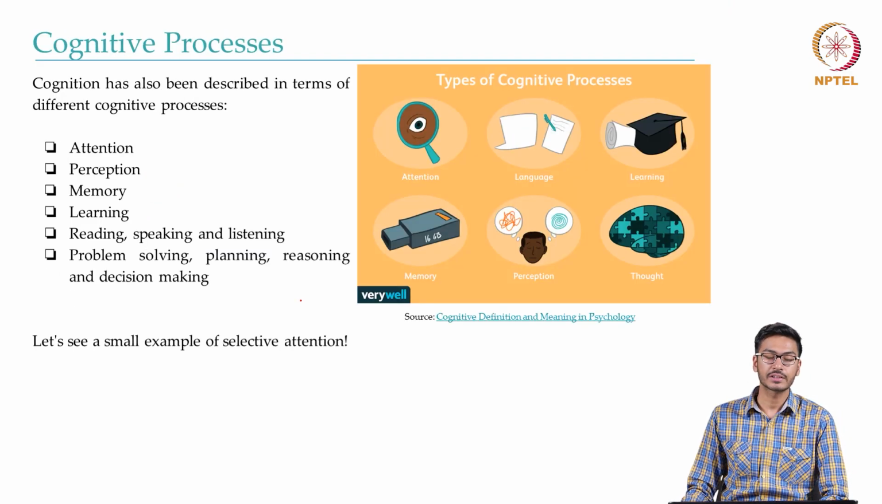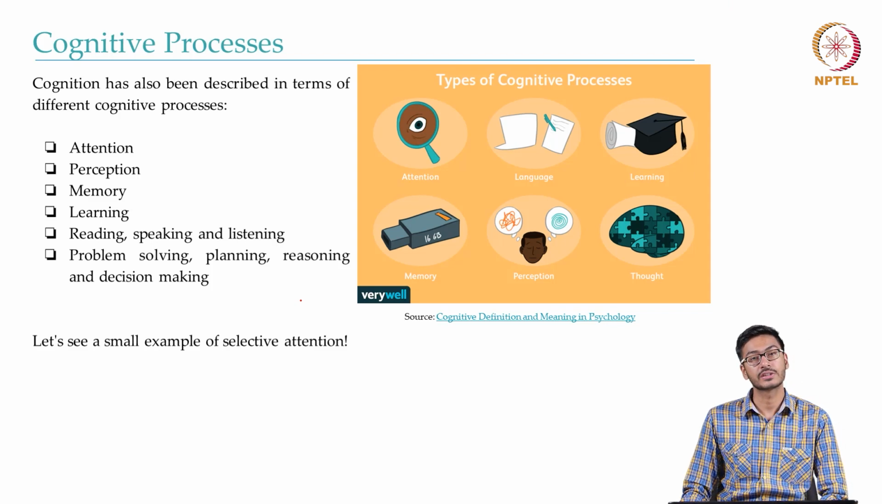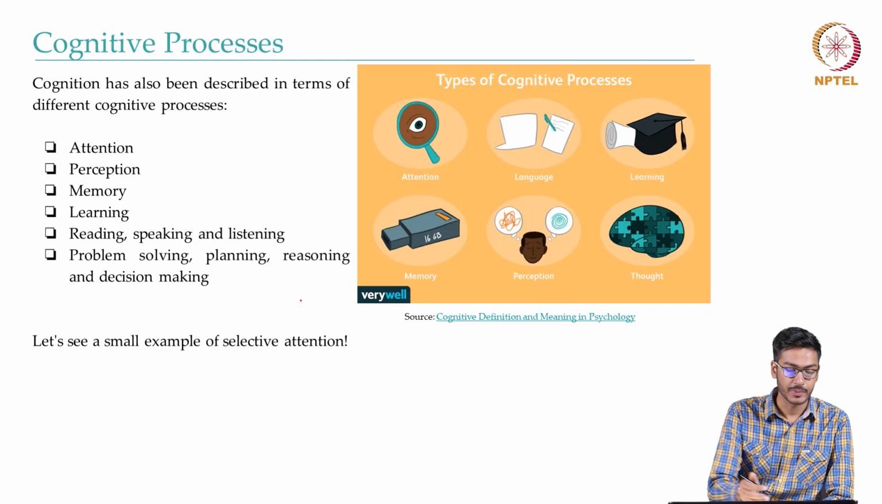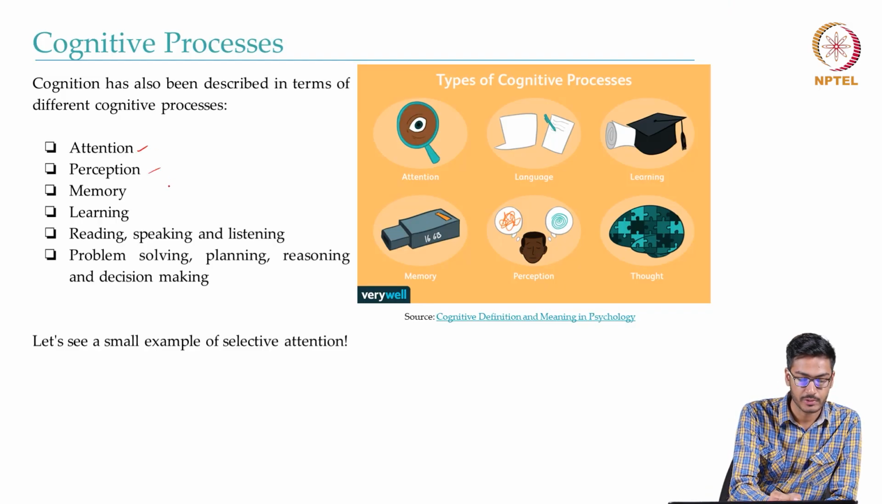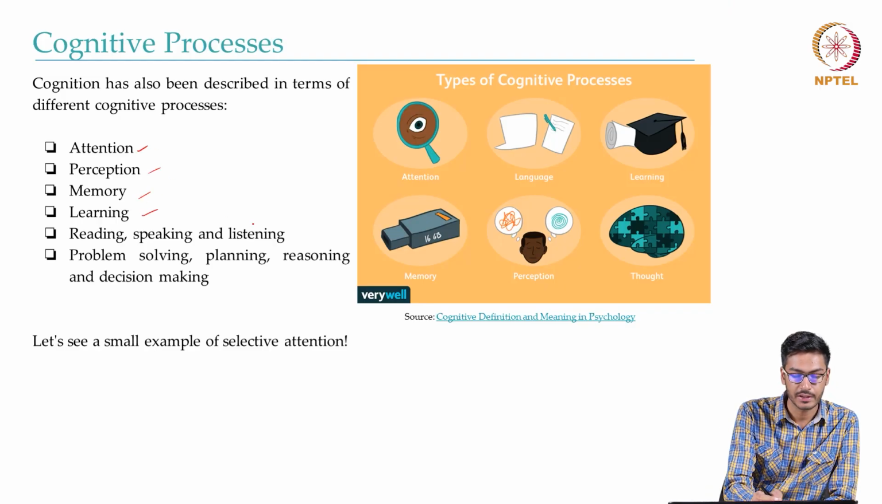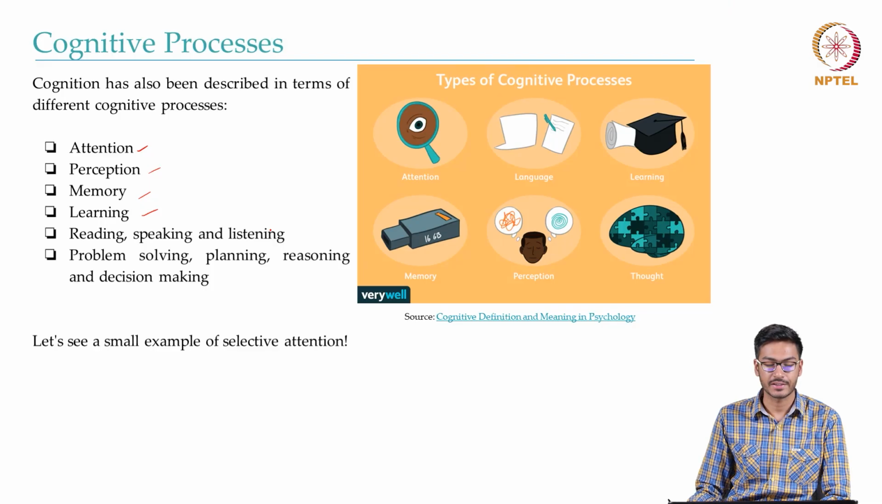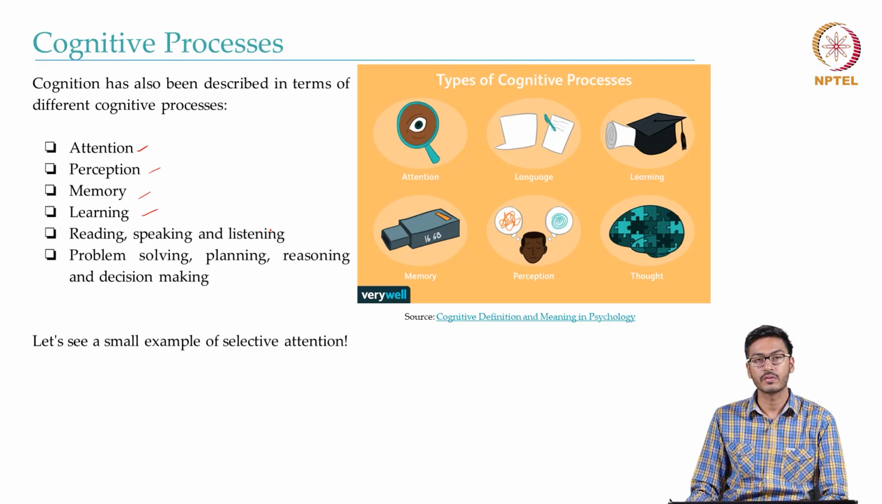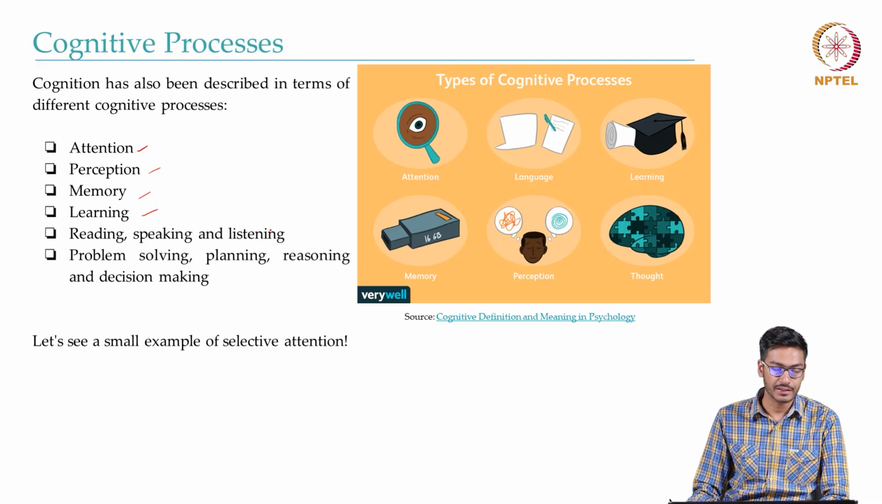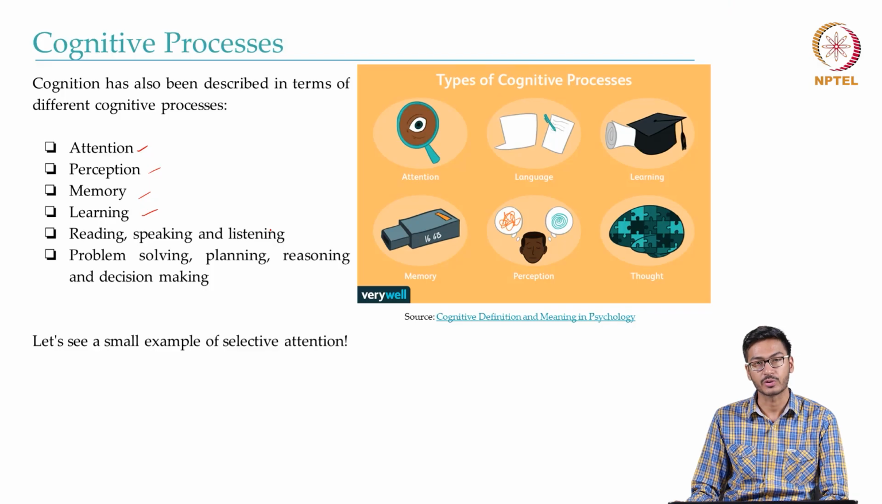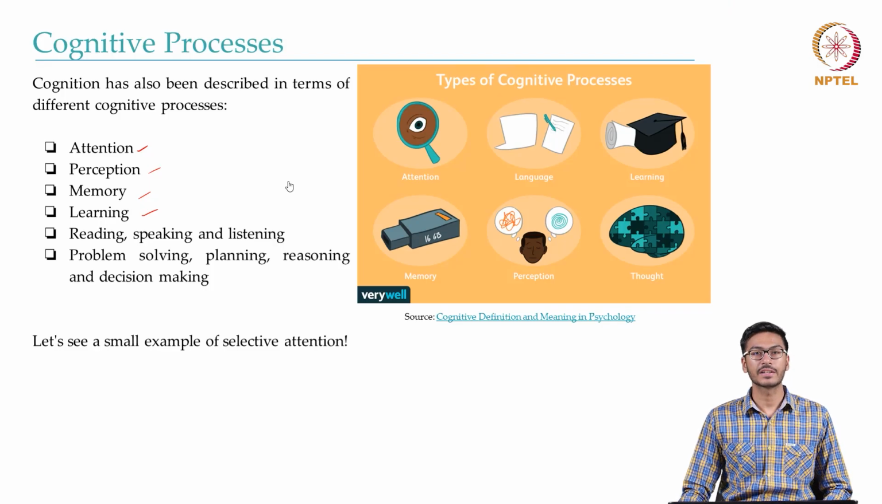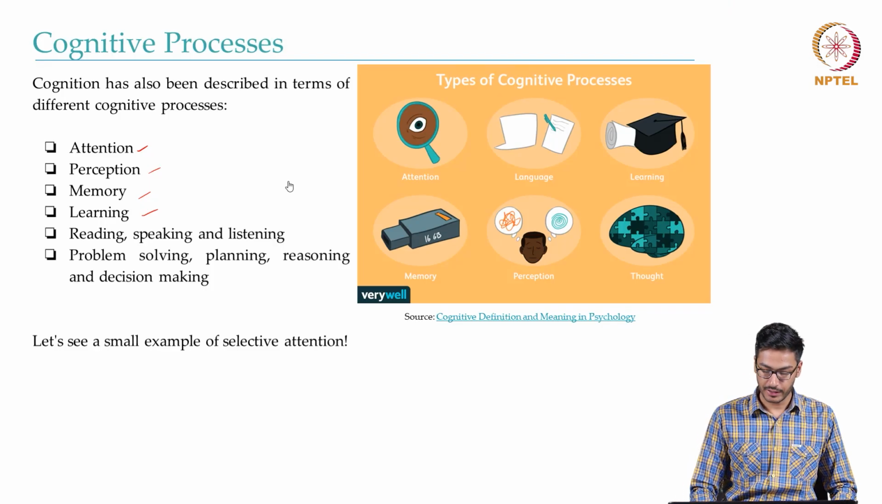Cognition has also been described in terms of various cognitive processes, which may include attention, perception, learning, memory, reading, speaking, listening, as well as problem solving, planning, reasoning, decision making, and much more. Now we will be looking at a small example for selective attention.